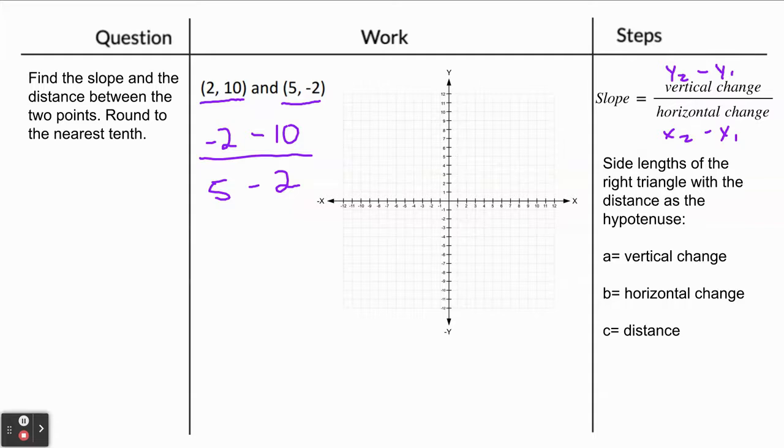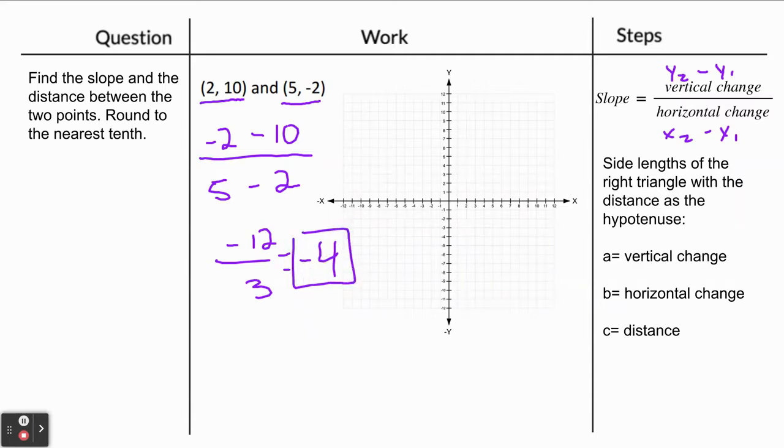Now, again, if you need to, you can always sketch a graph and create this on a grid, which might be helpful, but we can do it without the grid. I'm going to walk through it without the grid first, and then we'll come back to the grid and show how it's done. So -2 minus 10 is -12, and 5 minus 2 is 3. So our slope here is -4.